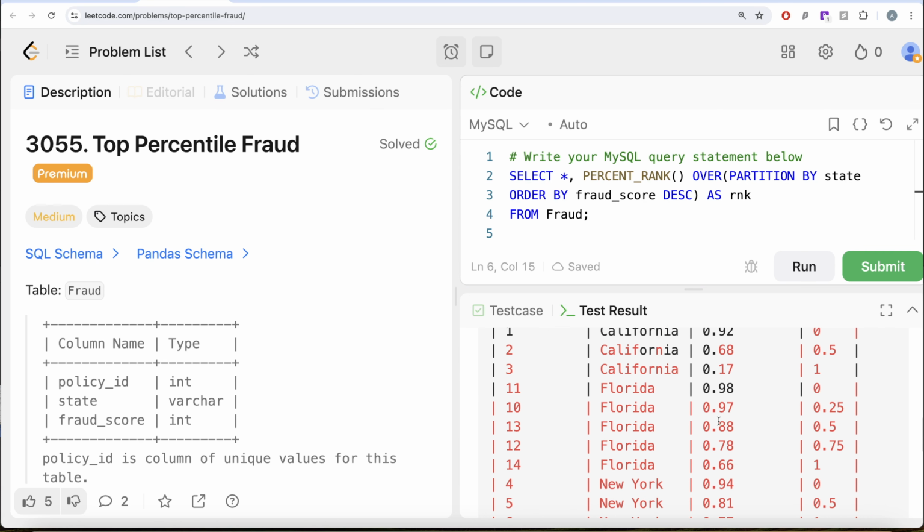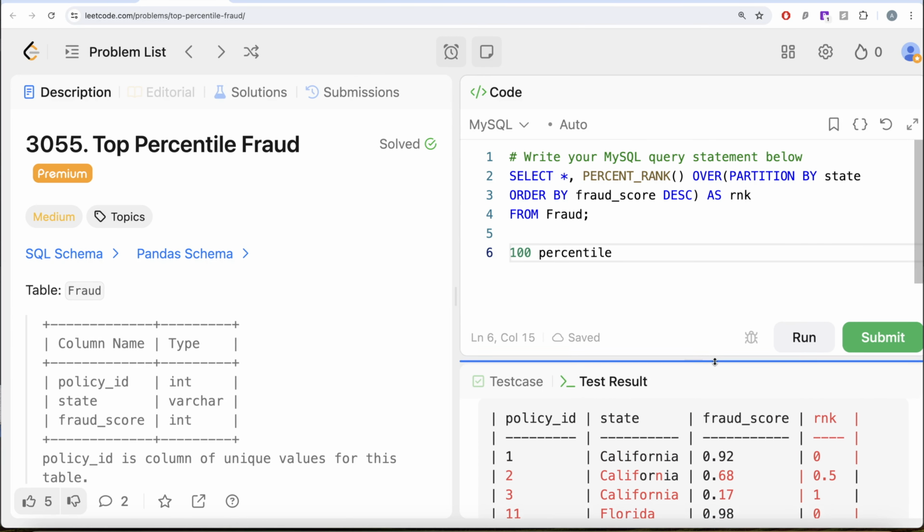Similarly here, if you look at Florida, 0.98, 0.97, 0.88, 0.78 and 0.66. Again, 0.98 is the highest, so rank is 0, that is you are at the 100 percentile. For 0.97, one person has scored more than you and 3 have scored less than you. So 3 out of 4, that is 0.75, you are in the top 75 percentile. That is why you are getting a rank of 0.25. So you have 100 minus the stuff. That is how these ranks are being calculated. I think this should be clear.